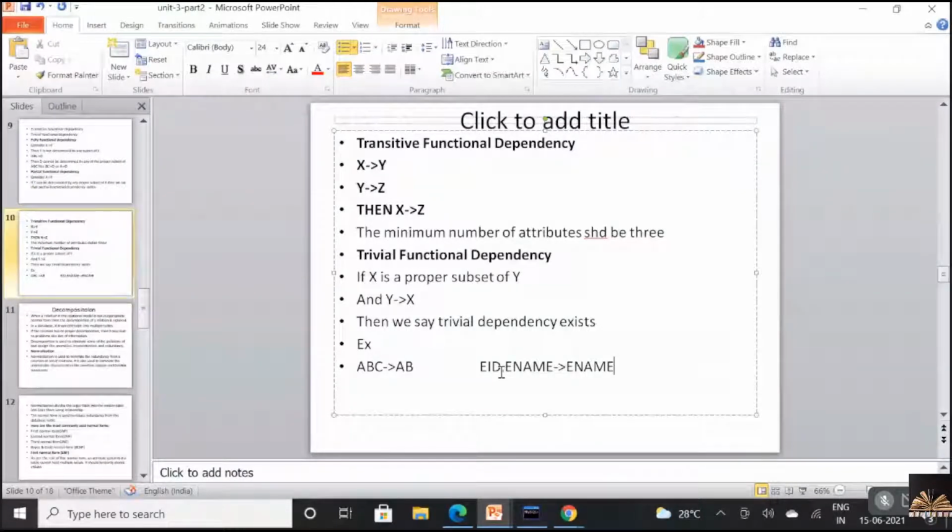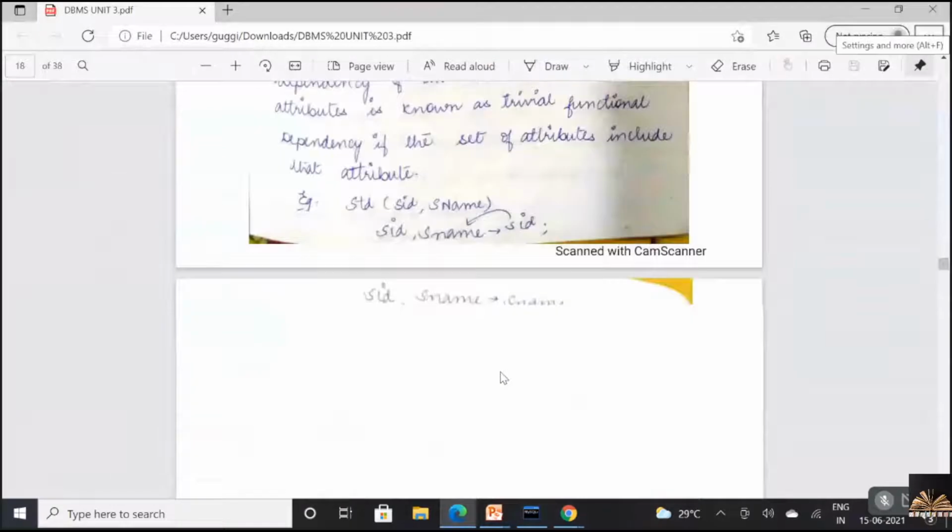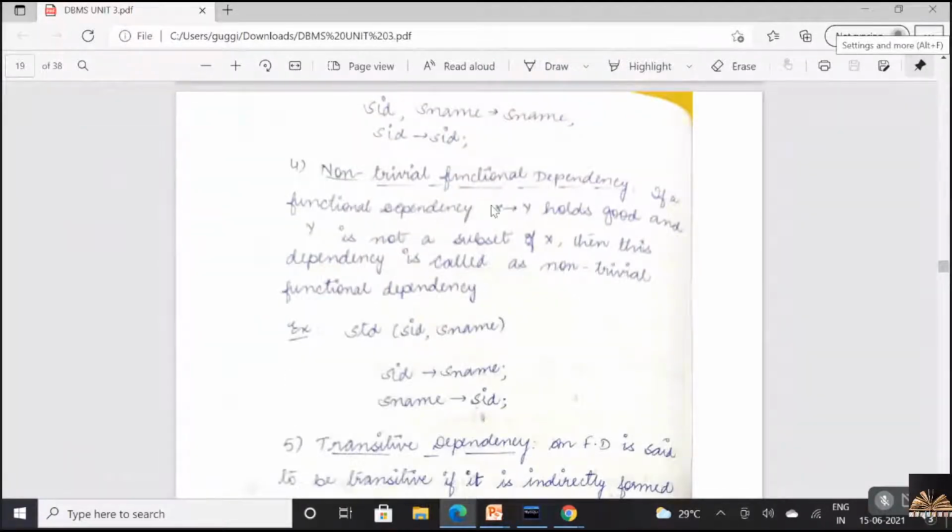And whenever I say EID, comma, ename determines DID, department ID, then this is the concept of your non-trivial functional dependency. See, if a functional dependency X implies Y holds and Y is not a subset of X, then this is called a non-trivial functional dependency.